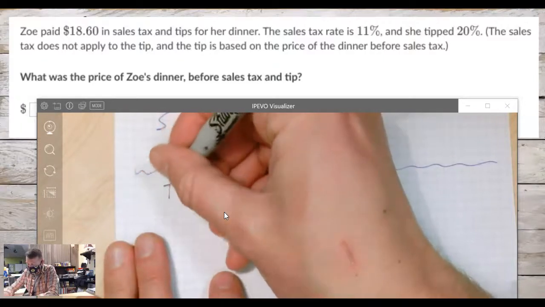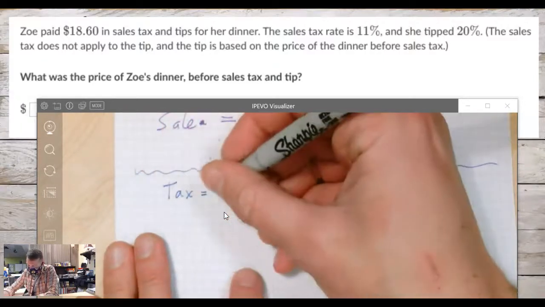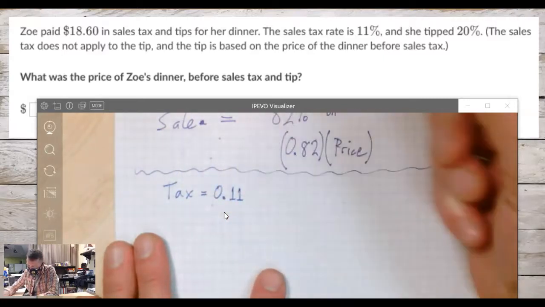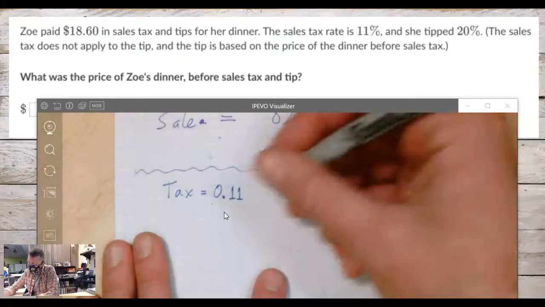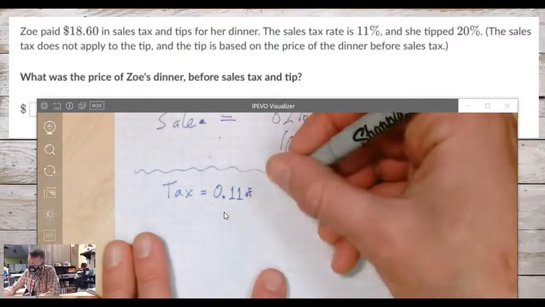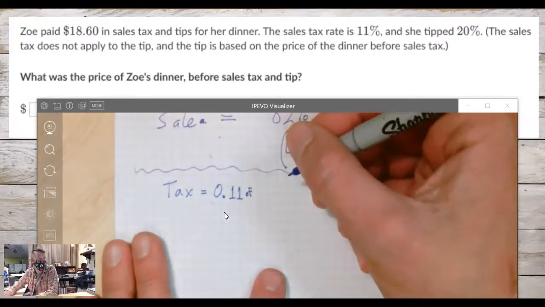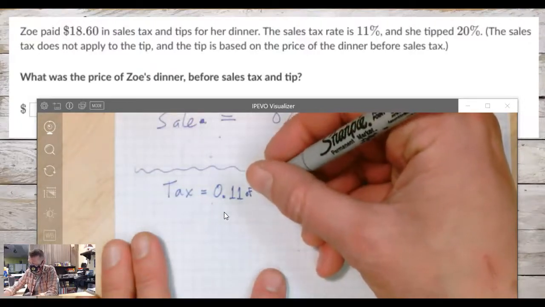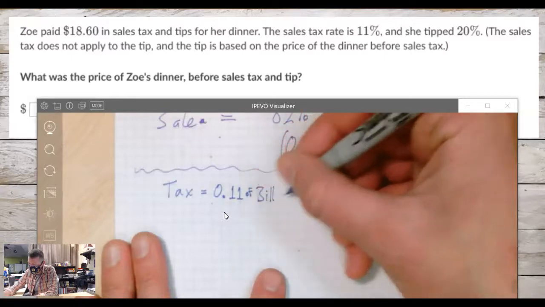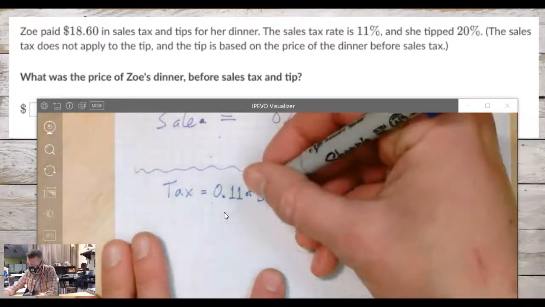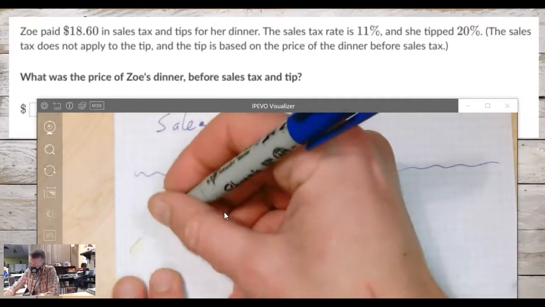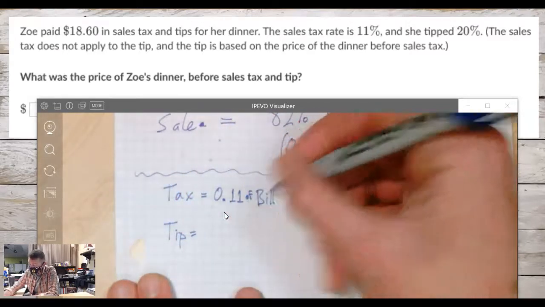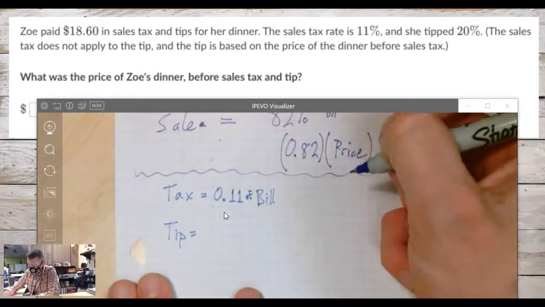So tax, they tell us, is 11%, and we know that we can write 11% in decimal form as 0.11. But that's 11% of the price of the dinner, or what we call the bill. Like the dinner price, the initial price of the food is the bill. It's what they bring you that you owe them. The tip is also of the bill, multiplied by the bill amount.